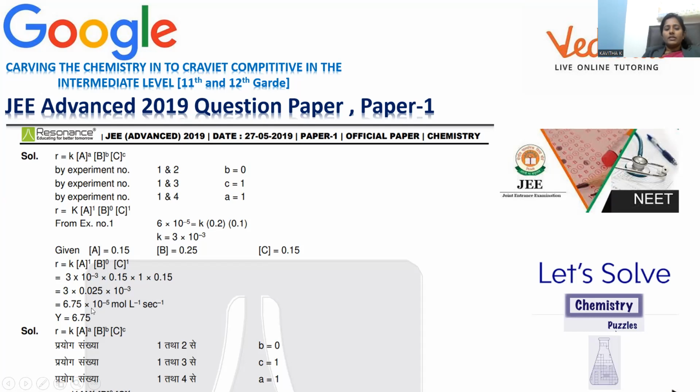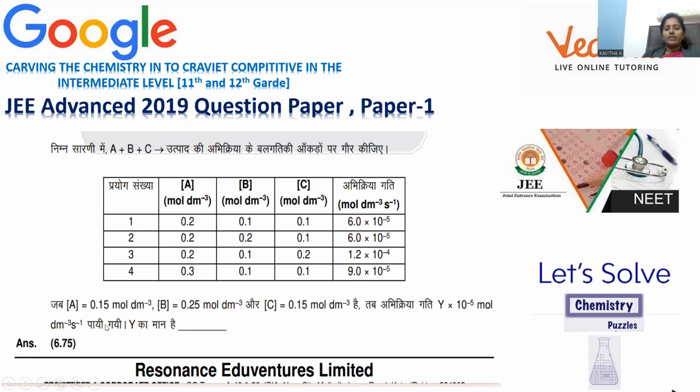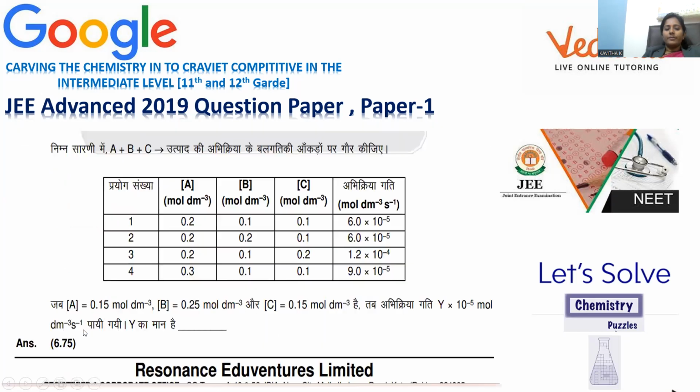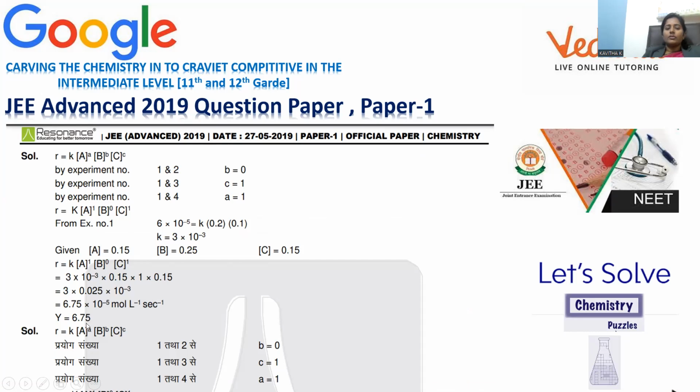So whenever you got this 6.75 into 10 to the power negative 5, here 10 to the power negative 5 is already given within the problem. Only the unknown is y. Y is calculated as 6.75. So 6.75 is the required answer over there.